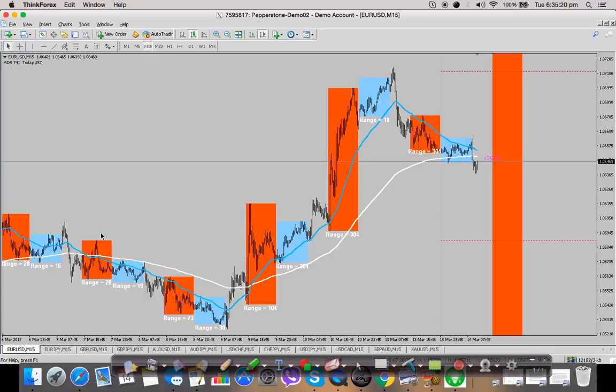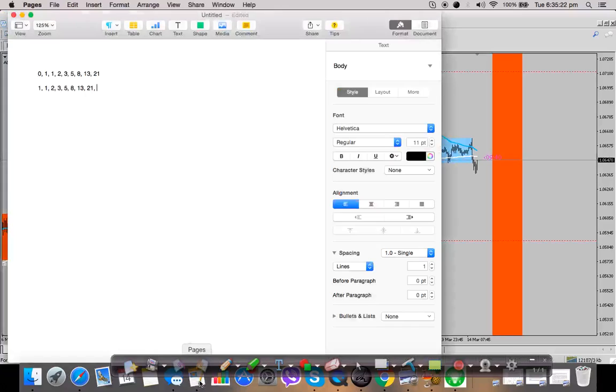Basically what he discovered was that, if you were to start with binary digits, so 0 or 1, followed by another 1, you could create the next number by adding the two former numbers.